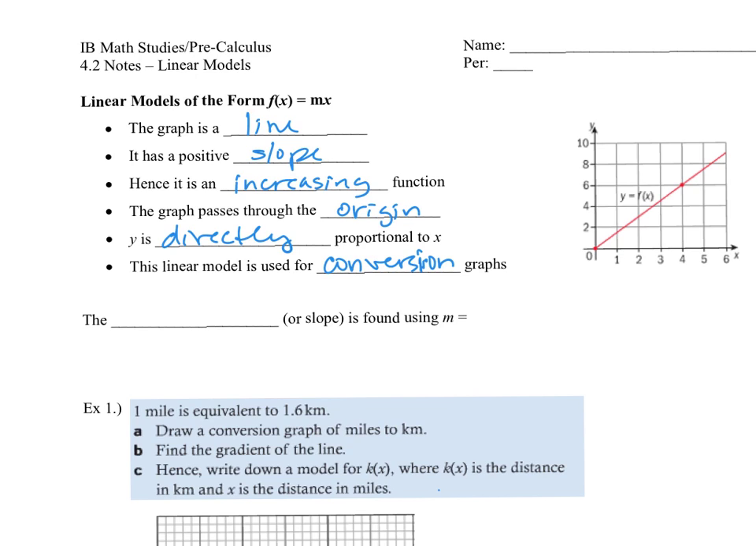To find the gradient, in the IB world we call gradient what you're used to calling slope. So to find the gradient, that's something familiar to you. We'll just use the slope formula. Remember, slope is a ratio of a vertical change to a horizontal change. So to find that vertical change, we'll take the difference in y's, and to find that horizontal change, you'll take your difference in x's.